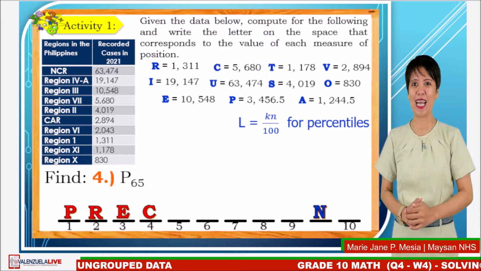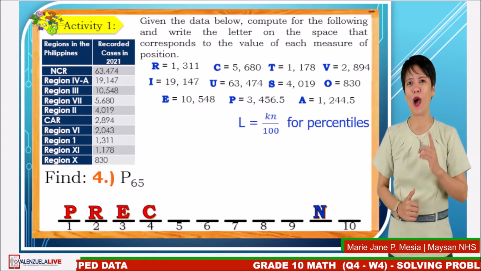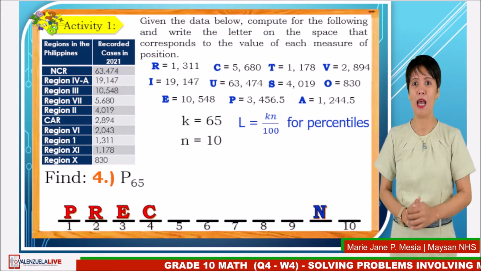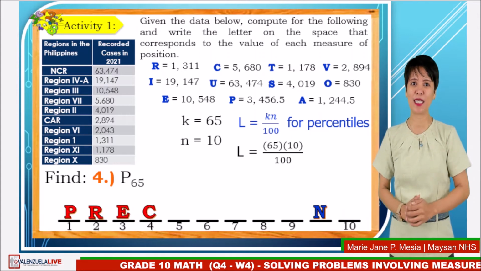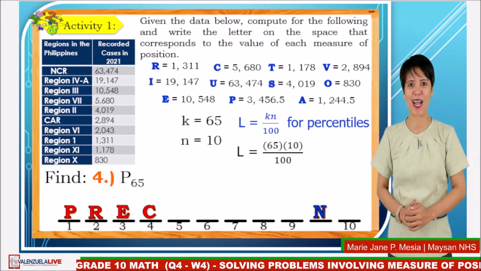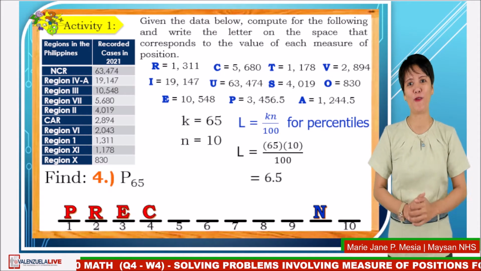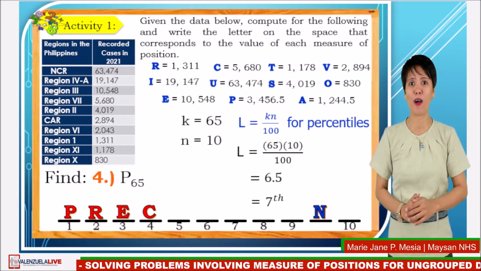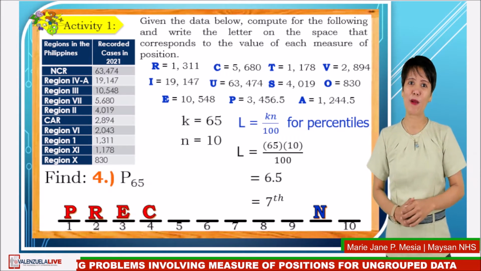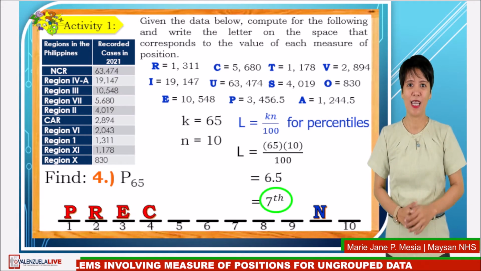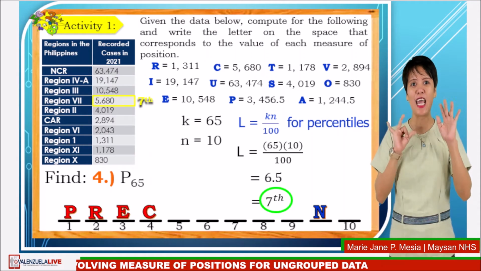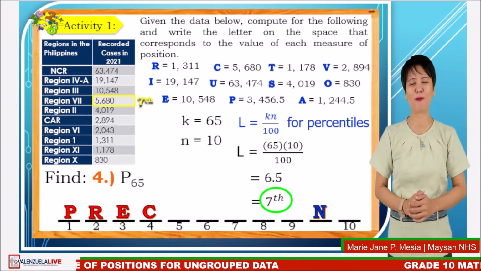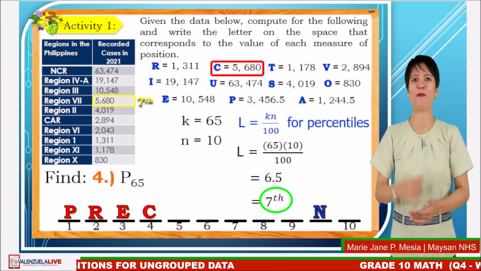Since percentiles divide the whole distribution into 100 equal parts, where K is equal to 65, N is equal to 10. By substitution, L is equal to 65 times 10 divided by 100, which is equal to 6.5. Since this is not a whole number, round up 6.5 to the next whole number, which is the 7th position. It is in region 7, whose cases is 5,680. And the letter that corresponds to the value is letter C.